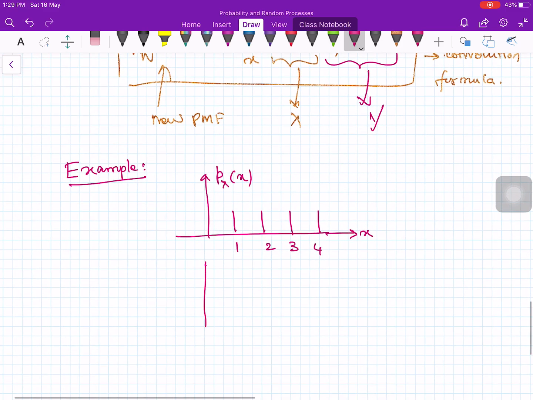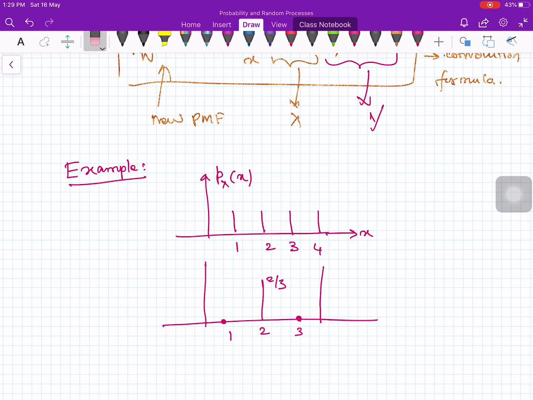You take another random variable, and at 1 it is 0, at 2 let's say 2 by 3, at 3 it is 0, and at 4 it is the other way. Let me write properly. So here it is 1 over 3 and at 4 it is going to be 2 over 3, and this is y and py of y. So these are the two PMFs.